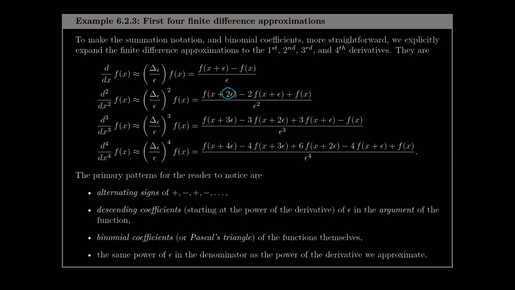We really do a few things on all of these. Notice that this should really be thought of as a plus 0 epsilon on the right. That's a plus 1 epsilon. So we're really going from 2 to 1 to 0 epsilon, how much we're shifting forward. And then we're alternating in plus, minus, plus signs. And then these coefficients of 1, 2, 1 are Pascal's triangle.